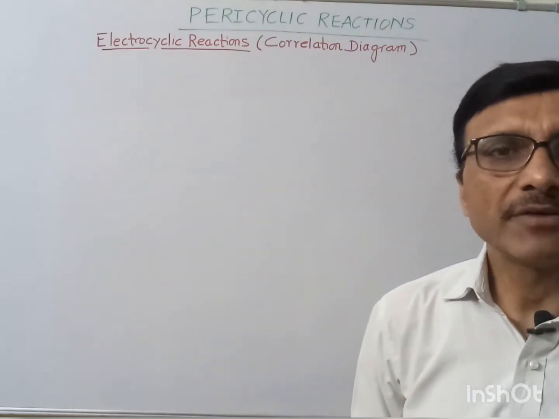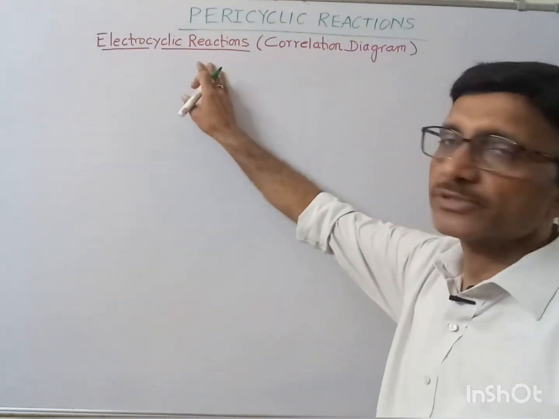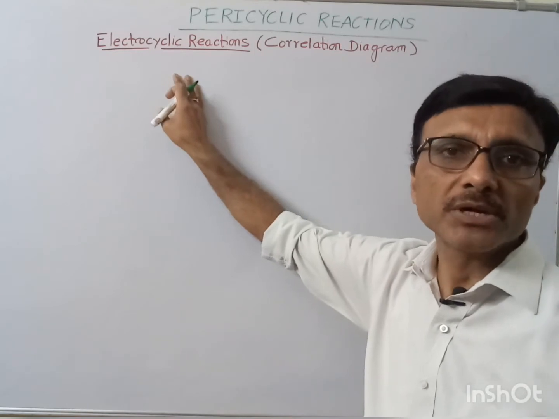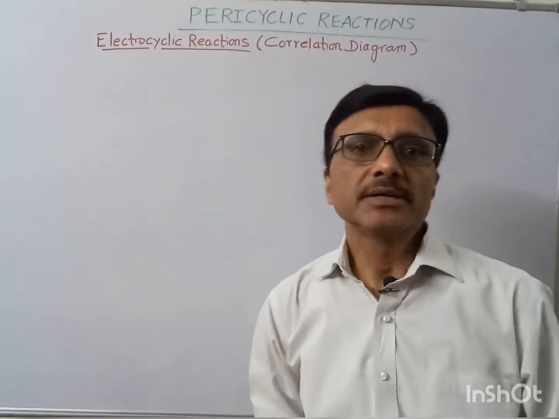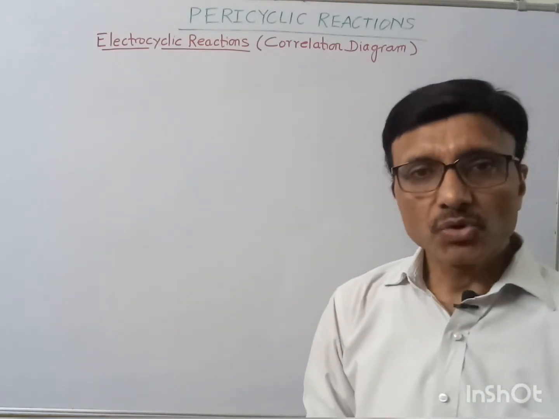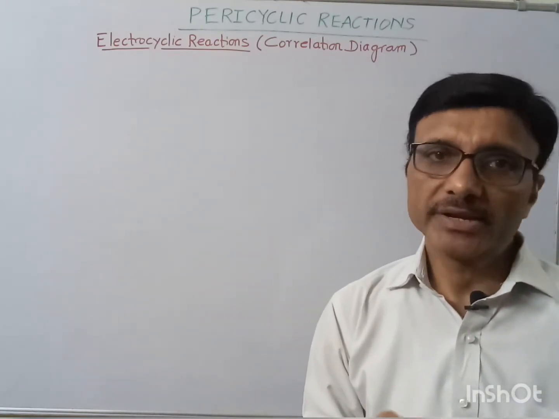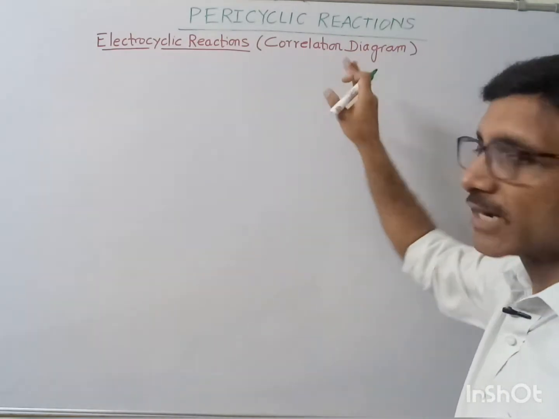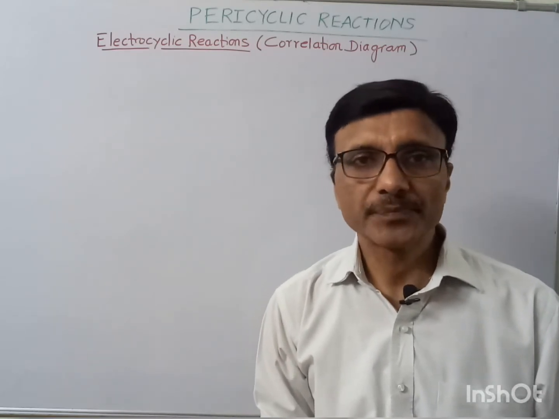Now in this lecture I will tell you the correlation diagrams for the electrocyclic reaction. In my last lecture I told you about conrotation and disrotation, and the selection rule for the electrocyclic reaction. The selection rule can be analyzed in various ways. One way is by the correlation diagram, or conservation of orbital symmetry correlation method.